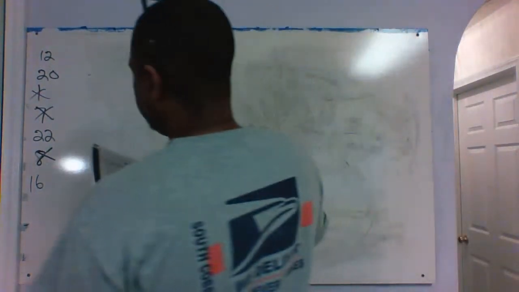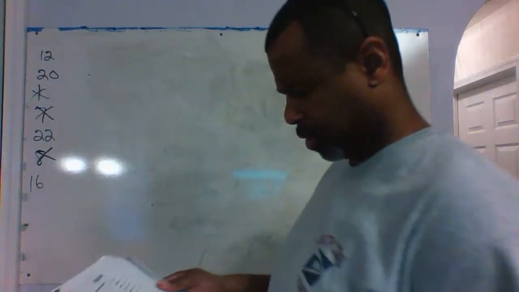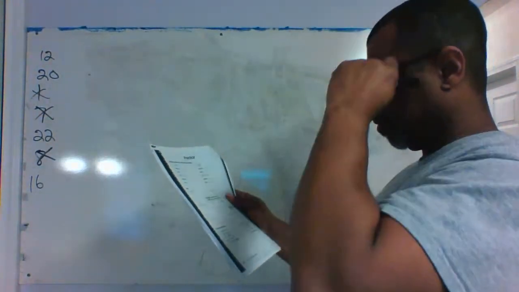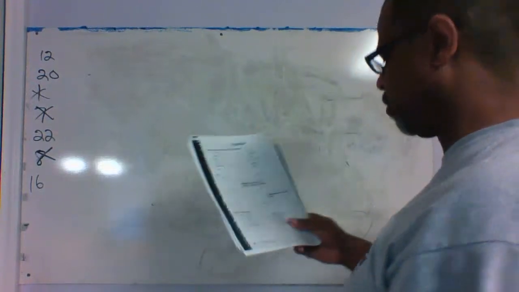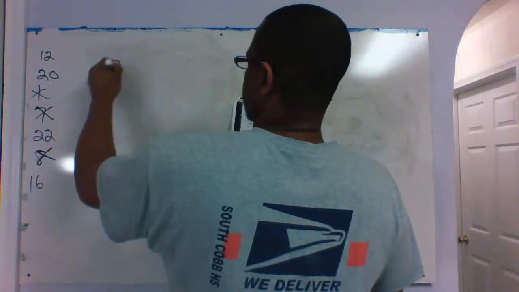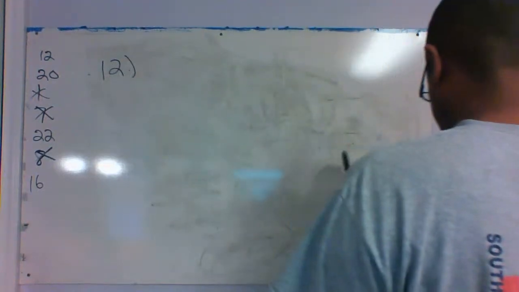Okay. So what's the next one? 12. Okay, so next we're going to do 12. It said which one, but if I was you, I would just work out 12. That's the best way to know what's true and what's not.